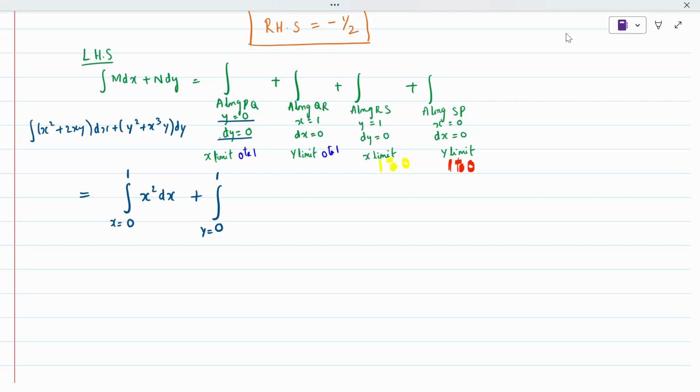In this every term will be in terms of y. X equal to 1 we have to put. Dx is 0, so the full term is 0 anyway. Only in this I have to substitute. Y squared as it is, x is 1. So y squared plus y into dy, plus now in this limit 1 to 0, when I substitute y equal to 1, dy is 0, so this is fully 0. Y is 1, so x squared plus 2x into dx.